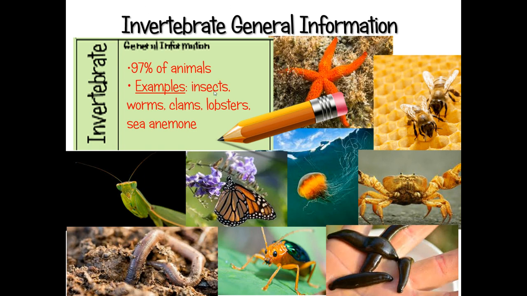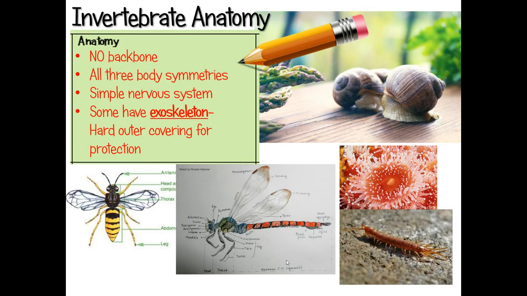Again, about 97% of animals on Earth are invertebrates. Some general examples are insects, worms, clams, lobsters, coral, jellyfish, butterflies. All these guys are invertebrates. A praying mantis, an earthworm. This is a monarch butterfly. Beetles, there's something like, I can't remember, 55,000 different species of beetles. It's crazy. There are so many different invertebrates. All right, invertebrate anatomy. Again, they don't have a backbone.